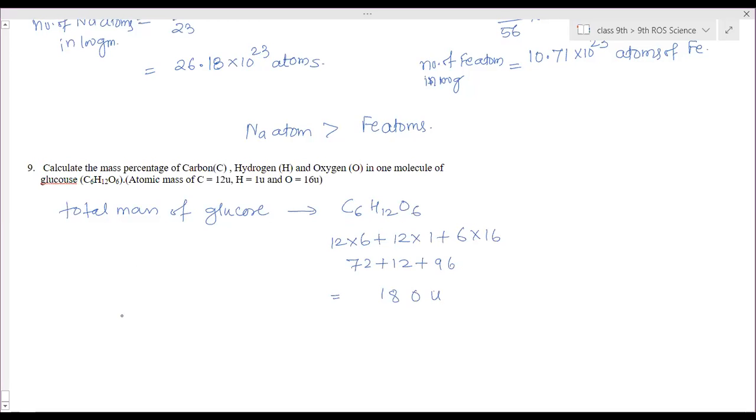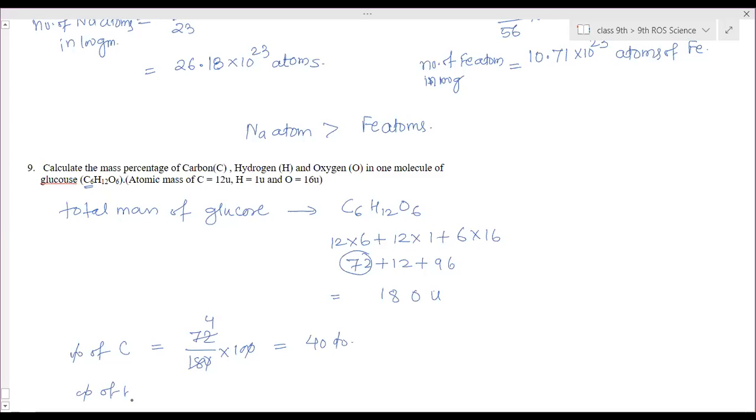Now how much is the carbon? Percentage of carbon: 6 carbon atoms are present, so total mass of carbon is 72, divided by 180 into 100. So calculate this: 40%.